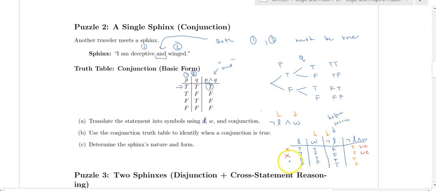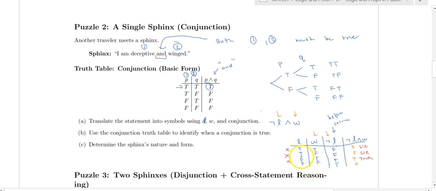But look at this. In the third row, we have a deceptive winged Sphinx, and the deceptive winged Sphinx is telling the truth. They are indeed deceptive and winged, and we know that a deceptive Sphinx would never tell the truth, and therefore it can't be deceptive and winged. And so we do have to analyze this final row because it could be that this is not a Sphinx at all, not a valid one.